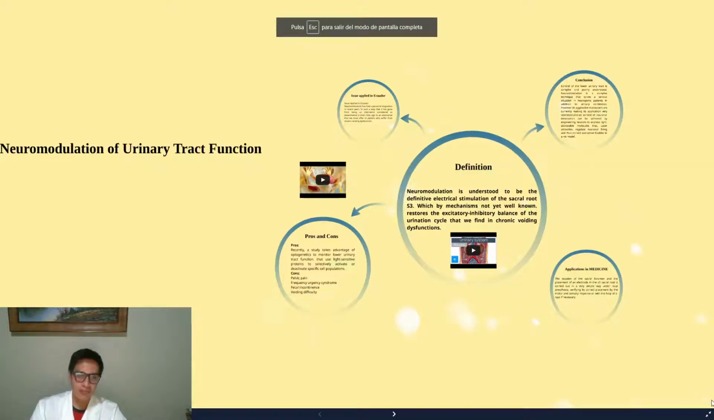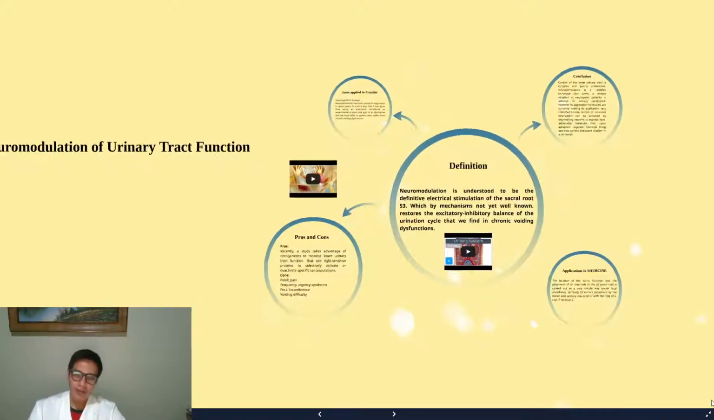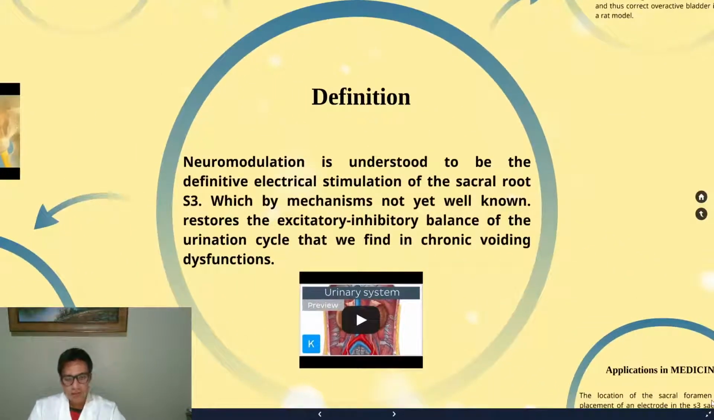Sanchez. I'm going to be talking about neuromodulation of urinary tract function. Definition: neuromodulation is understood to be the definitive electrical stimulation of the sacral root S3, which by mechanisms not yet well known restores the excitatory-inhibitory balance of the urination cycle that we find in chronic voiding dysfunction.